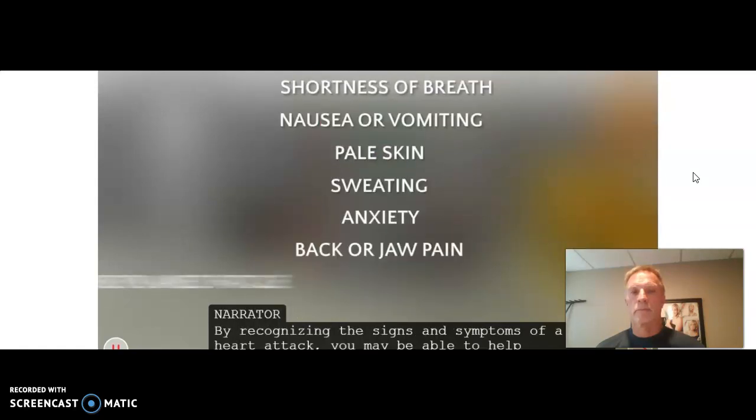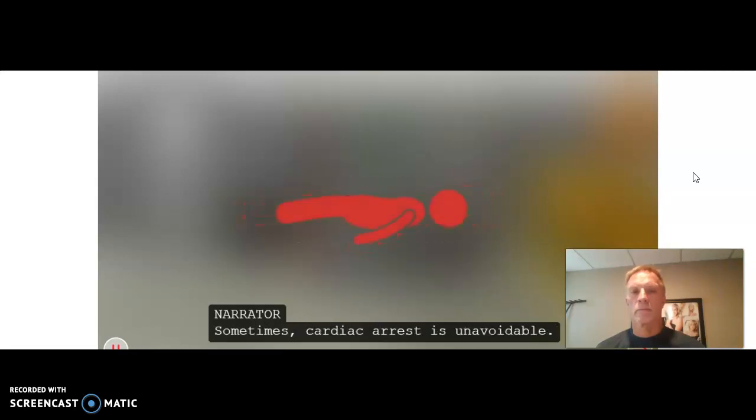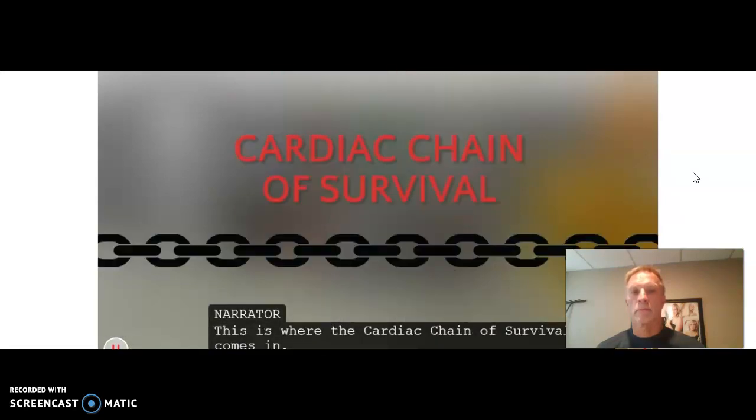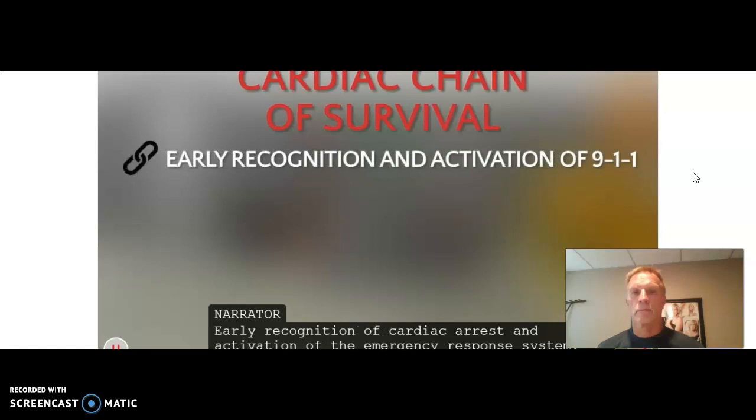By recognizing the signs and symptoms of a heart attack, you may be able to help someone suffering from a possible heart attack and prevent cardiac arrest. Sometimes cardiac arrest is unavoidable. This is where the cardiac chain of survival comes in. The links in the adult cardiac chain of survival offer the best chance of survival. You play an important role in the first 3 links. These links include early recognition of cardiac arrest and activation of the emergency response system. Call 911 or the local emergency number as soon as you recognize the signs of cardiac arrest.